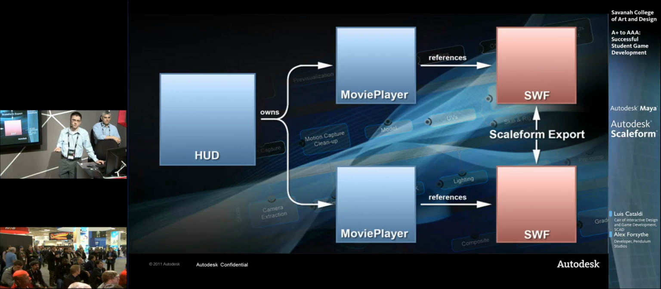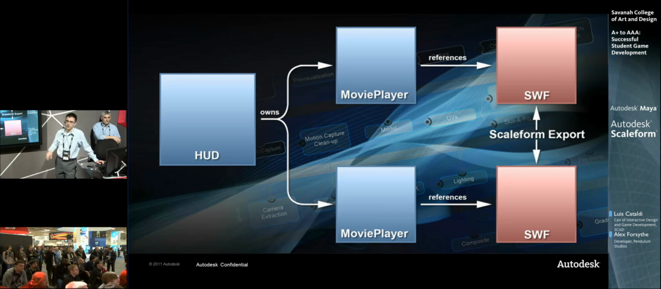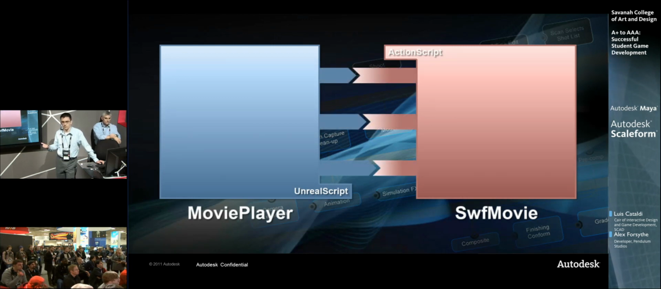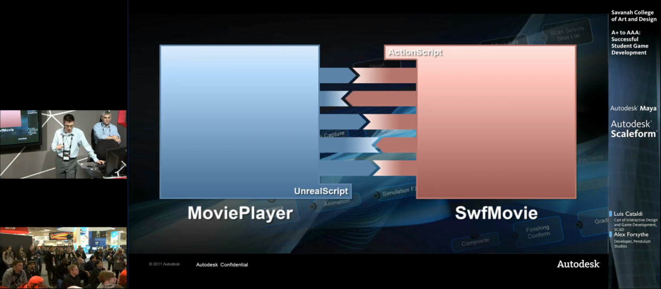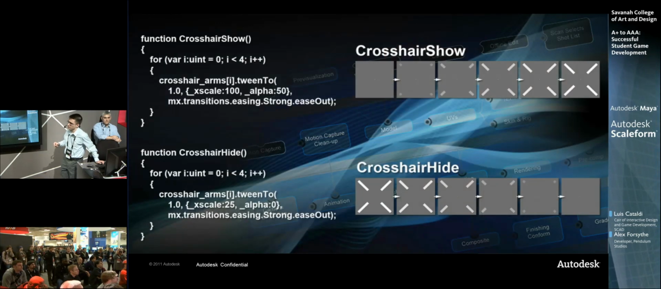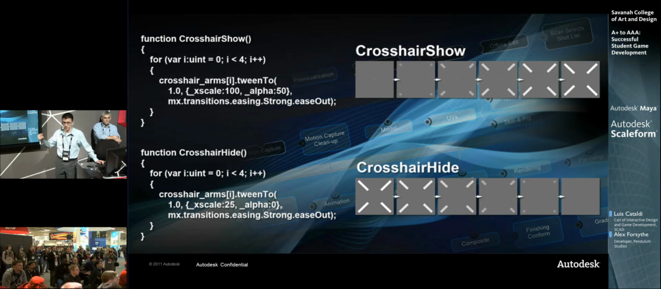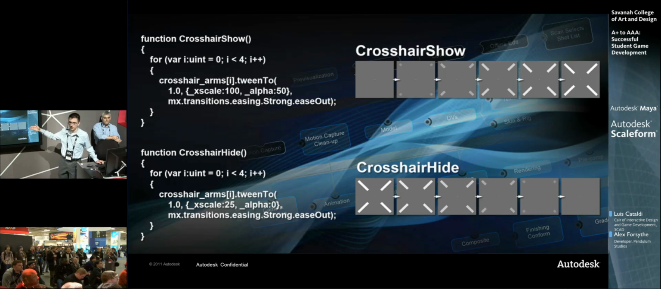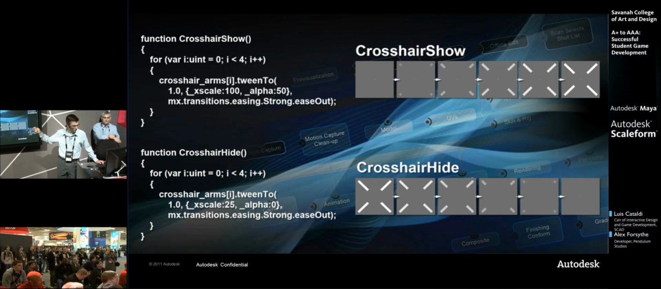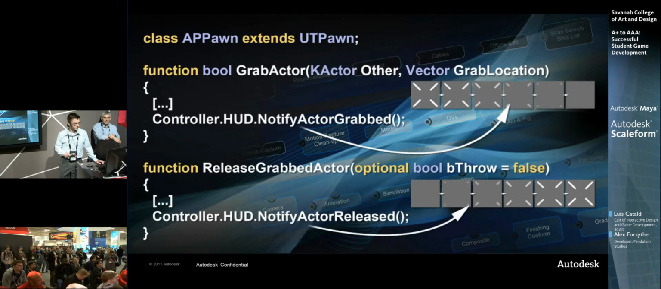Now, integration is no less straightforward when you're working with UnrealScript. So for every SWF movie that you import into the engine, you have a corresponding movie player class that wraps it. And this class is able to directly call functions in the ActionScript file in the SWF, and the reverse is also possible as well. To give you one very simple example of how this is all hooked up, we have our crosshair animate to show when the player has picked up an item. So these are just the ActionScript functions that perform that animation using the tweening library that is included with Scaleform. Actually triggering those animations only required one additional line of code in our Pawn class.